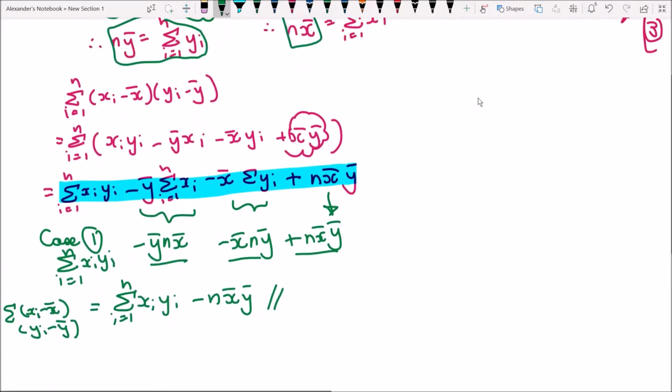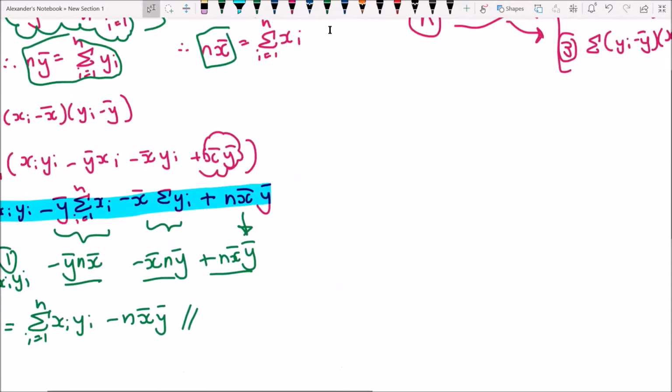So let's go and show form 2 and form 3, for example.